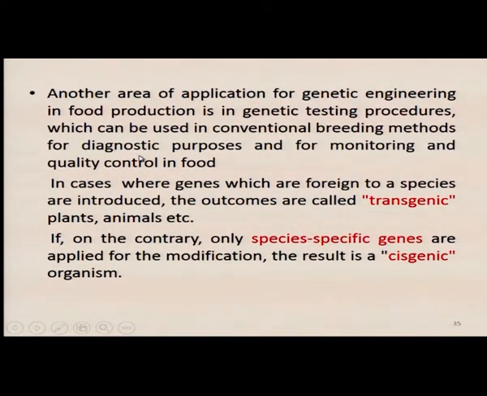The second area for the application of genetic engineering in fruit production is the genetic testing procedure. This can be used in conventional breeding methods for diagnostic purposes and for monitoring the quality control in food. In cases where genes which are foreign to the species of plant are introduced, the outcomes we call transgenic animals or transgenic plants. If we are going to insert only species-specific genes, then we call it a cisgenic modification.